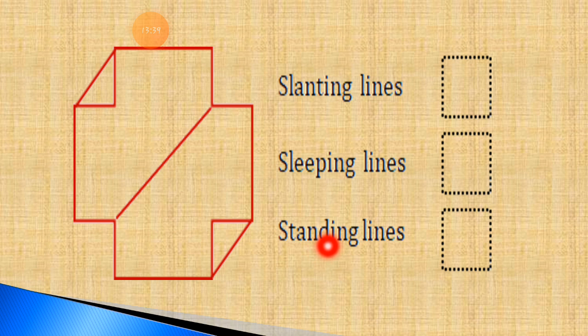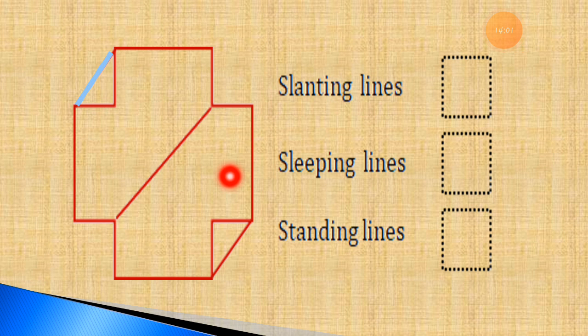This is a worksheet for you. You have to draw these types of pictures in your book, and then write this down in the fair book. So students, let's start. First of all, which line are we going to find? Slanting line. So can you find out where the slanting lines are?